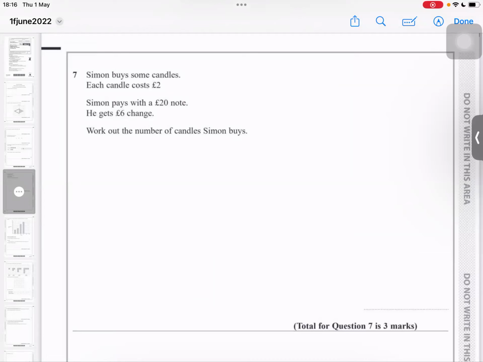Simon buys some candles. Each candle costs £2. Simon pays with a £20 note. He gets £6 change. Work out the number of candles Simon buys. Simple. We'll subtract the change from £20 to give us 14, right? Yes. We will divide by 2, that's 7. So that means he bought 7 candles.